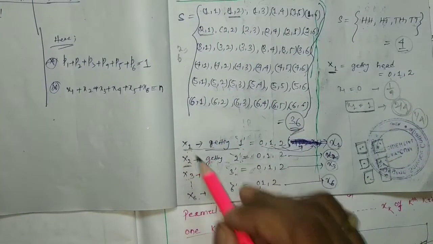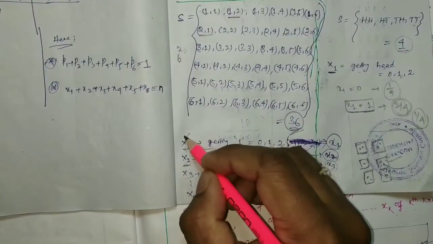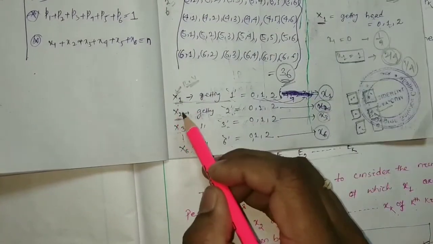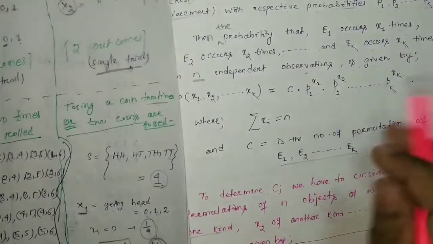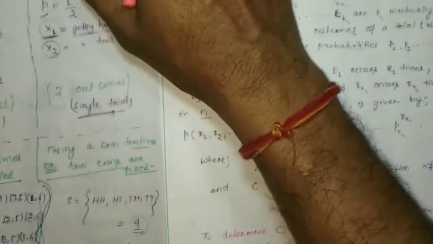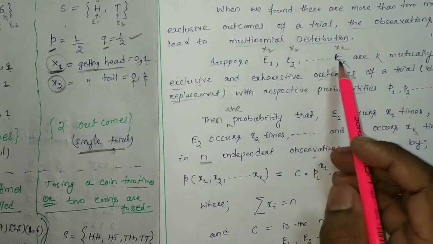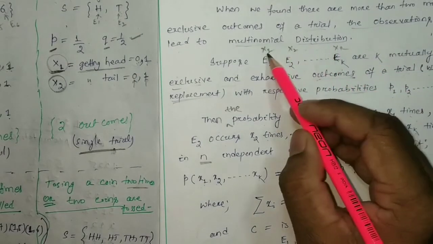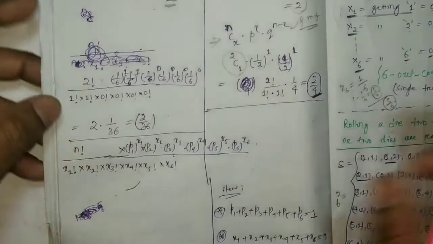So x1 represents getting 1. This is the random variable. Here I am explaining considering x1, x2, x3, x6, but in your note it has been written as e1, e2, e3 and ek. So don't be confused. Maybe you can write it in the capital X1, X2, Xk format, but you can manage, no problem.